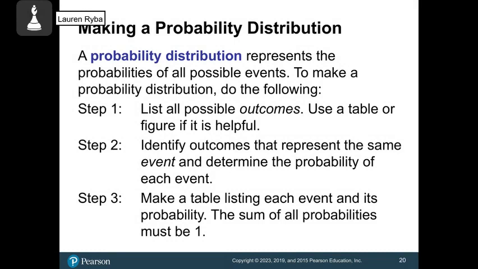What we can do then is if we have theoretical or relative probabilities, we can create what is called a probability distribution. And it's basically just going to be creating a table model that shows us the probabilities of all the different outcomes that we have. So the first thing you're going to have to do is list all the outcomes. Usually a table is a great way to do that. And we're going to identify all the outcomes that represent the same event and determine then the probability of each event. And then we can fill in all those values in our table. And in the end, the sum of all the probabilities should be equal to 1.